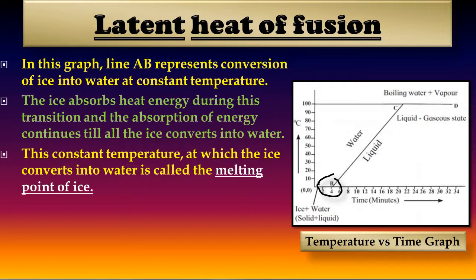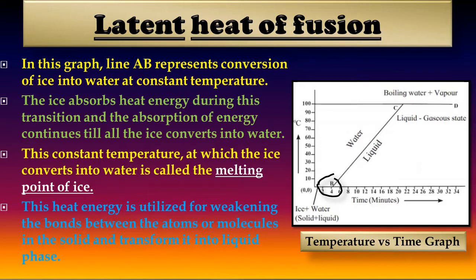This constant temperature at which the ice converts into water is called the melting point of ice. Thus during the transition from solid phase to liquid, the ice absorbs heat energy but its temperature does not increase. This heat energy is utilized for weakening the bonds between the atoms or molecules in the solid ice and transforming it into the liquid phase, that is water.